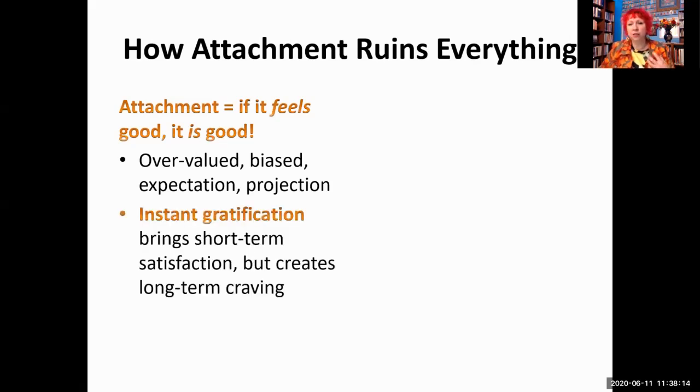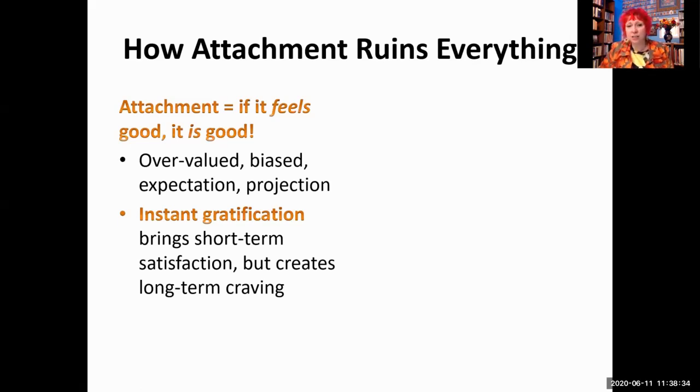Our preoccupation is with instant gratification. We just want the short-term happiness again and again and again. But what this does, it's like drinking the salt water. Yes, we do get short-term satisfaction, no doubt about that. But it's never enough. We need more and we need it quicker.